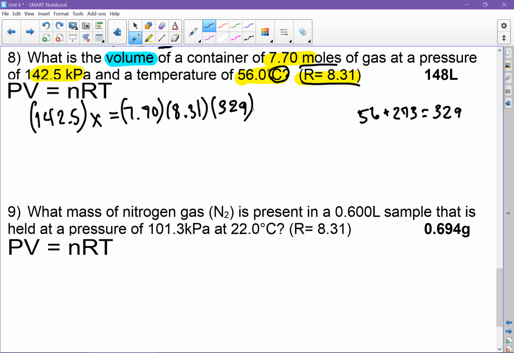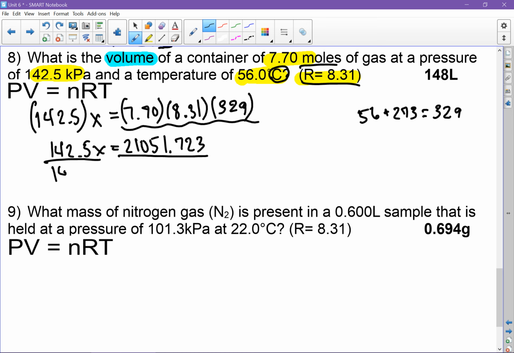Then you can go ahead and combine like terms. So multiply everything over here. That gives me some big long number, 2051723. Divide by the thing with the X. So divide, x equals 147.7313 something. We're going to check our sig figs.